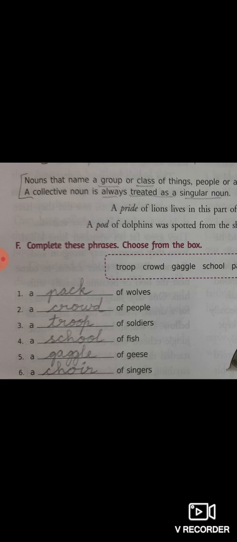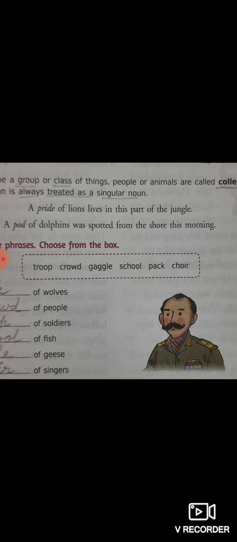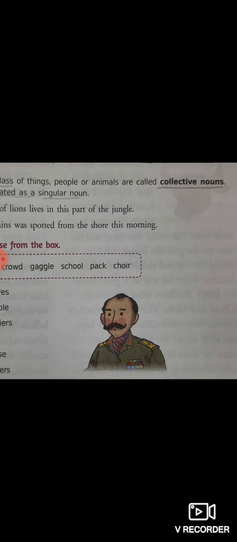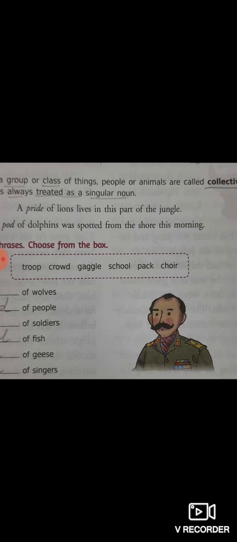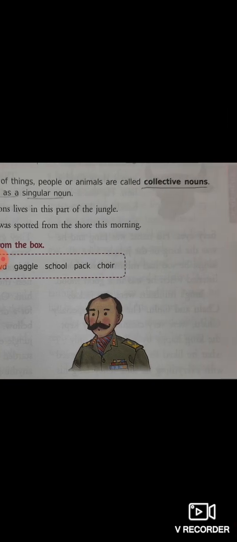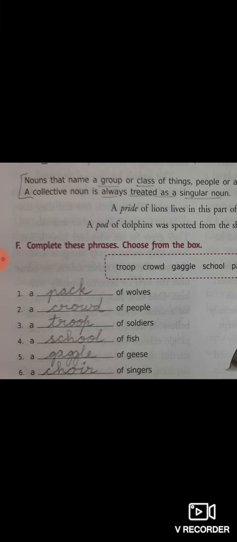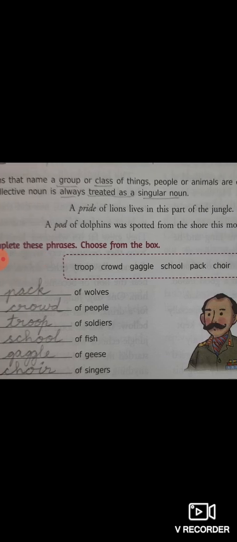Nouns that name a group or class of things, people or animals are called collective nouns. Okay? Nouns that name a group of people, animals or things are called collective nouns. A collective noun is always treated as a singular noun.